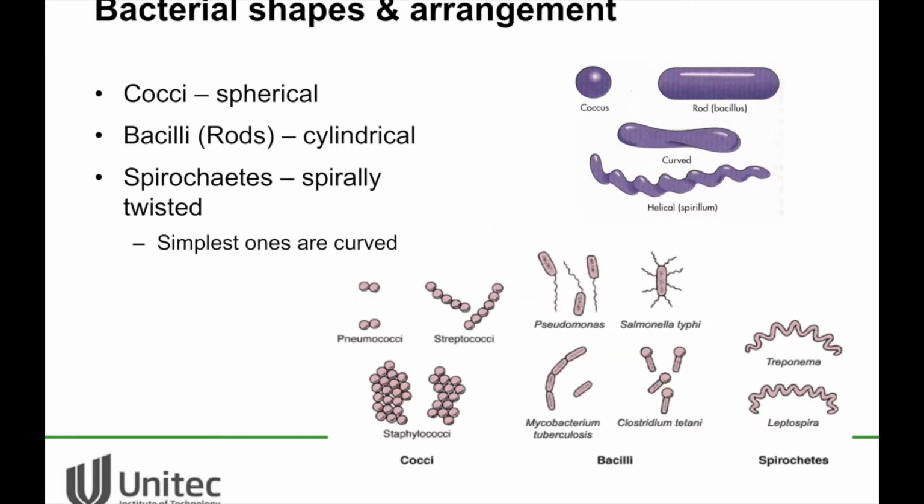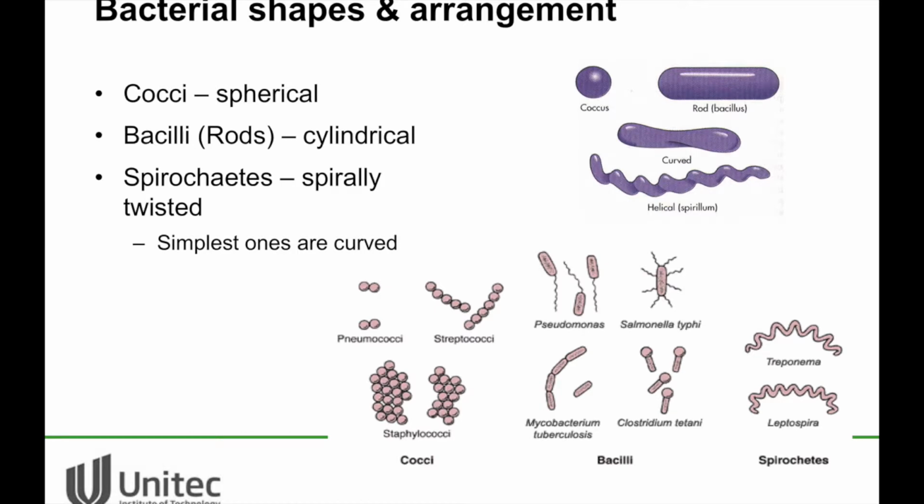I'm just going to run through some shapes of bacteria. So we see cocci, which are circular or spherical. When you look at them down a microscope, they look like circles, but they're actually three-dimensional, so they're spherical. We also have bacilli, or rods, that are cylindrical, and we'll hopefully see some of these in the lab.